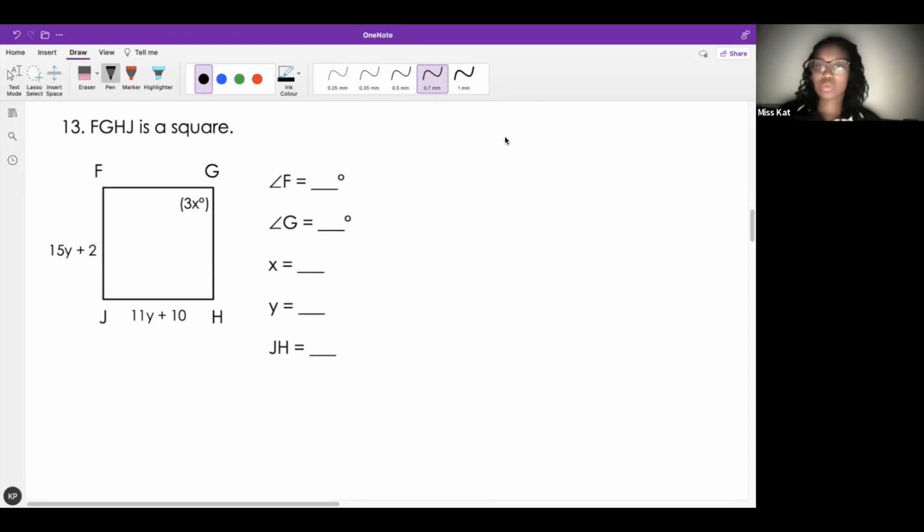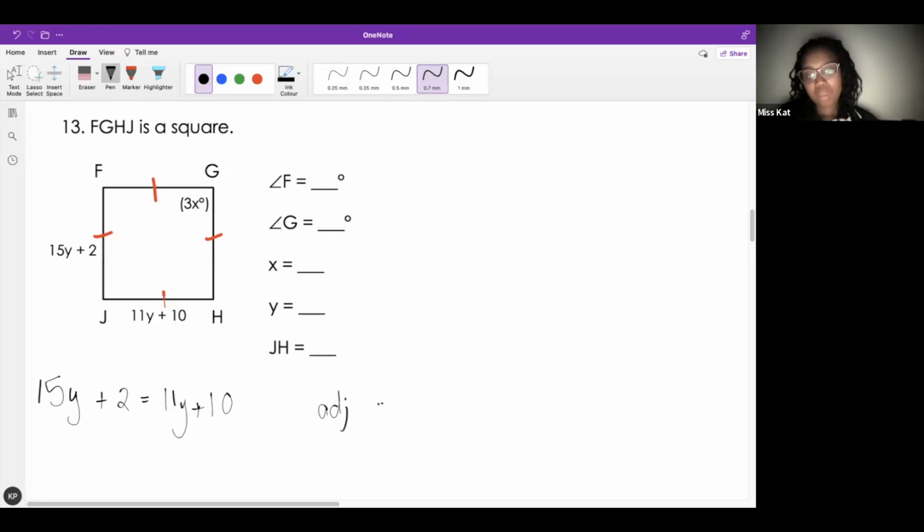What do we know about a square? Let's start there. Oh, Abu has gone straight to the sides. Thank you very much, Abu. We know that the sides are equal. Therefore, 15y, excuse me, plus 2 will be equal to 11y plus 10. And Abu has given us a nice reason there in the chat. Adjacent sides of a square.